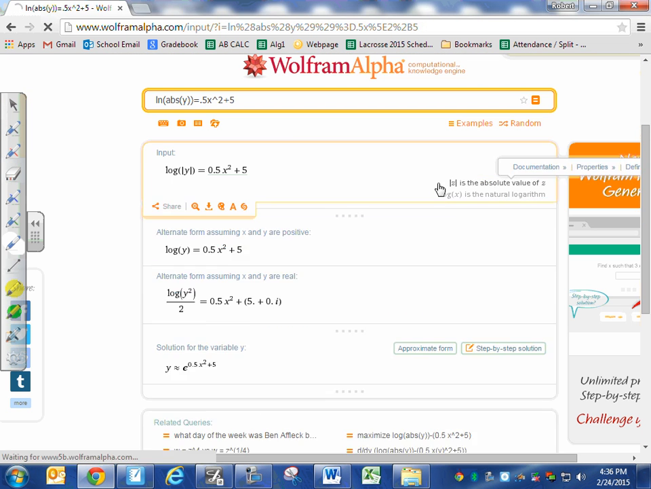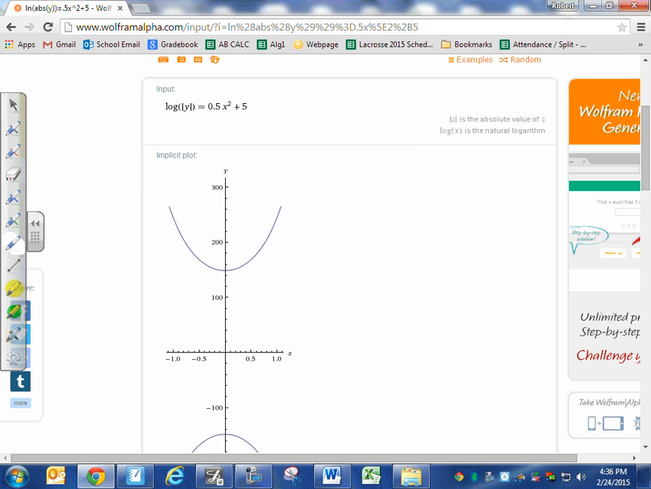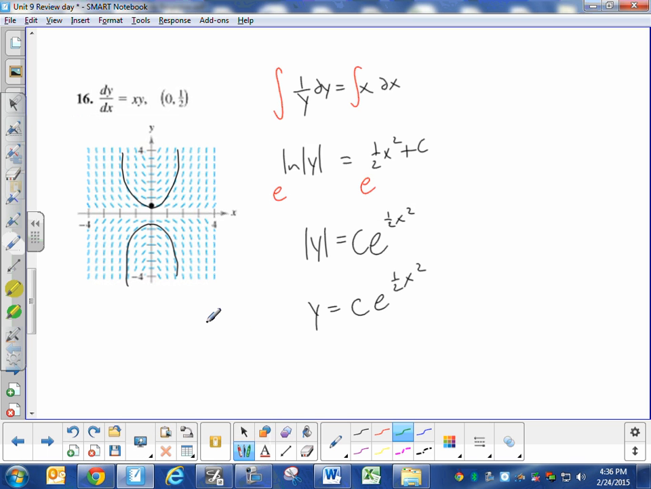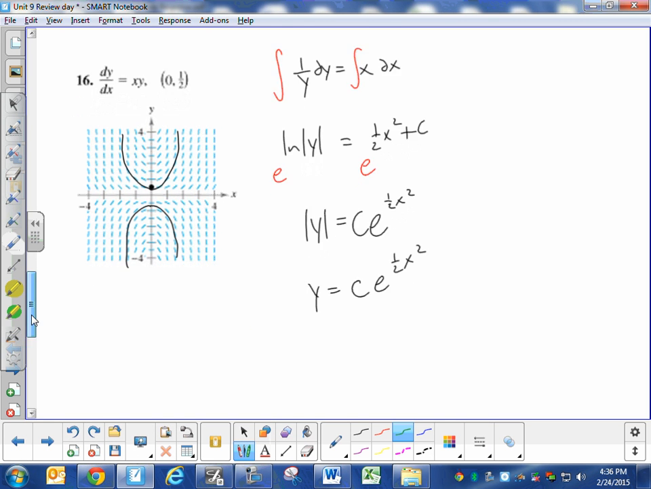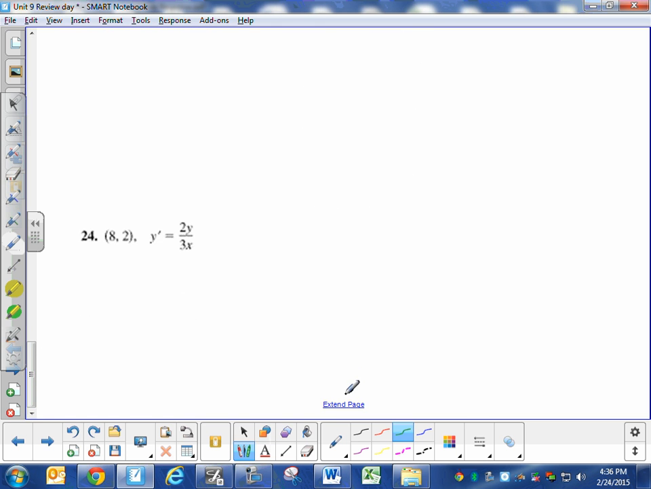Yeah, it would just be e to 5. They didn't really change it. Okay, so that's the solution for 16. 24, last one, and then we'll look at the free response.